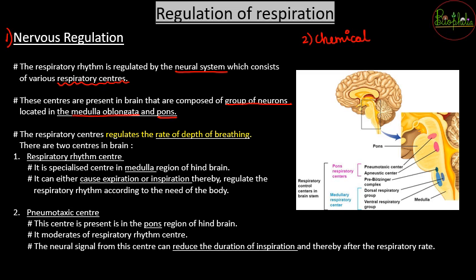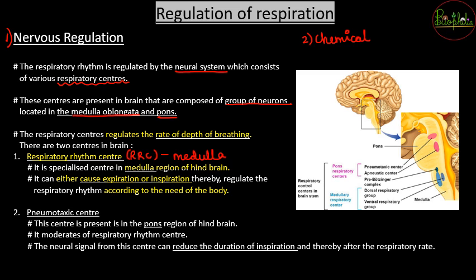Now there are two centers for this nervous regulation. First is the respiratory rhythm center, also known as RRC, and this RRC is going to be located in the medulla oblongata, which is in the hind region of the brain. Now how is the respiratory rhythm center going to contribute in regulation? By either causing expiration or inspiration according to the need of the body.